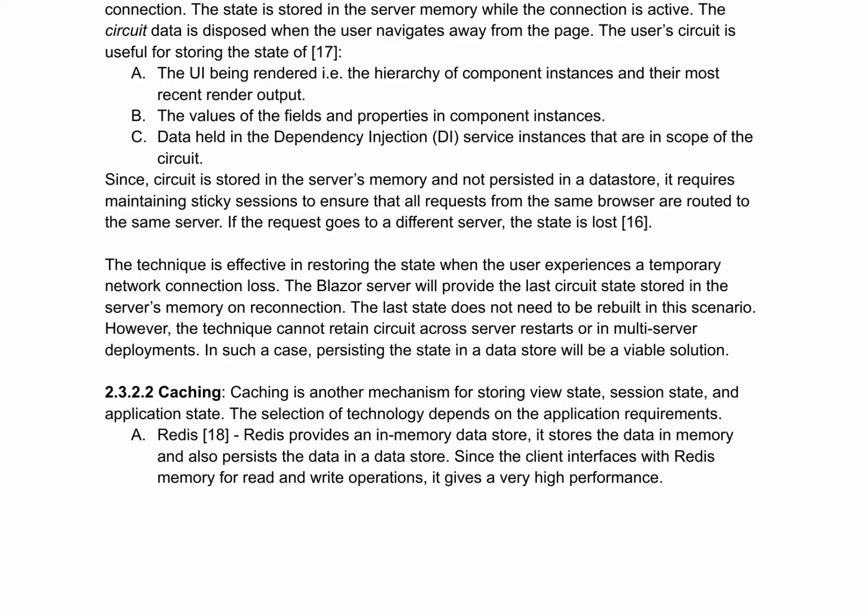The choice between Blazor server and caching technologies like Redis depends on the need for sticky sessions, data persistence, and performance. While Blazor server is effective for restoring state during temporary network connection losses, it cannot retain circuit data across server restarts or in multi-server deployments. In contrast, Redis provides a high-performance solution for storing and retrieving data, making it suitable for applications requiring both high performance and data persistence.